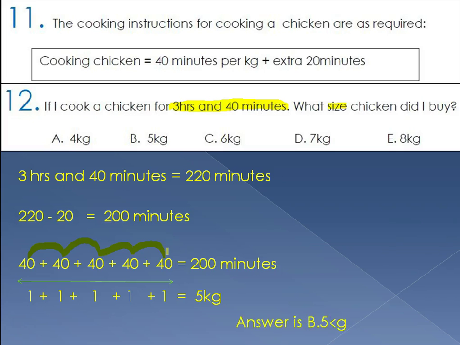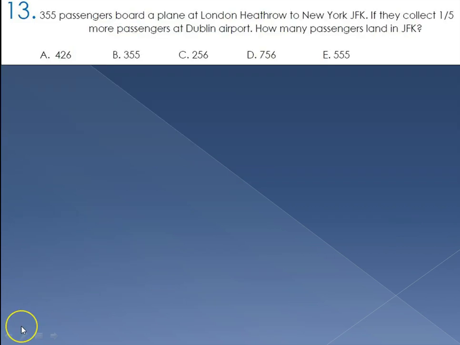So again, you're working with the information you know, you're working almost backwards. You're adding on 20 minutes in the first question, question 11. Now question 12, they're asking you to take off the 20 minutes and then find out your kg. You're working backwards on the formula. And instead of plussing, you're minusing, and then you are dividing the 40 minutes into 200 minutes to find your kg. Let's look at the next question.